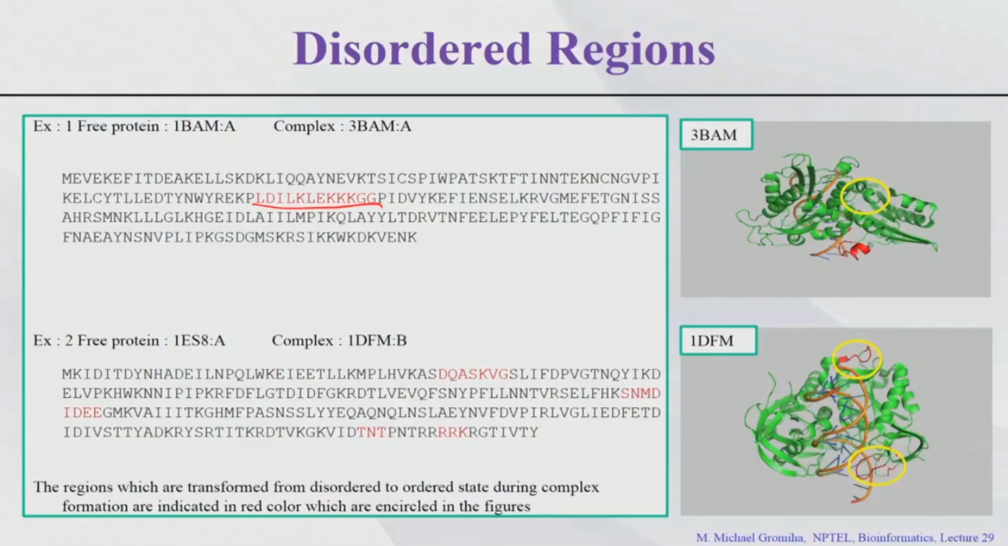If you know the structure, we can find that here the density map is missing, so the structure is missing. This is a disordered region. But if you have the sequence, is it possible to predict whether this residue is disordered or not? We can do that. For example, here these are regions which we have the structure for in the complex, but which are missing in the case of the free proteins.